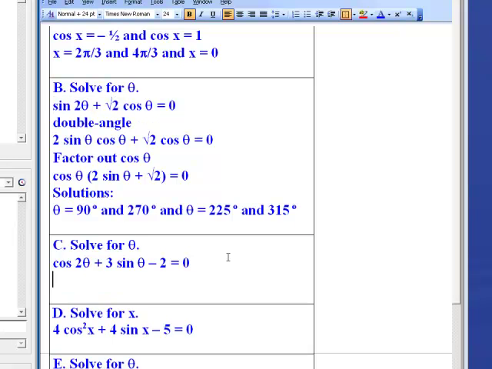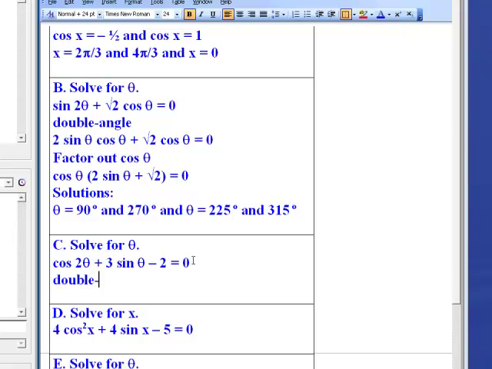Okay, solve for theta. Cosine 2 theta. Wasn't that the one where, for the double angle formulas, we have 3 forms? And we do. So we're going to choose a convenient form. I would choose the one that is just in sines. And so cosine 2 theta equals 1 minus 2 sine squared theta. So we're going to do that.